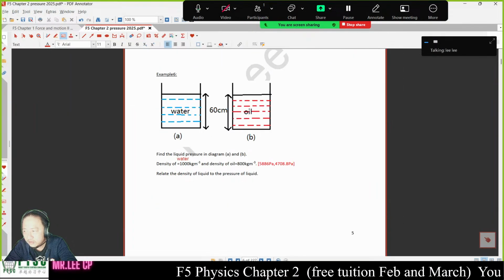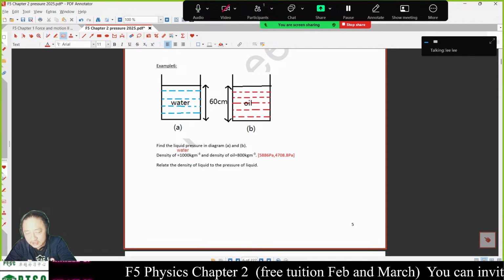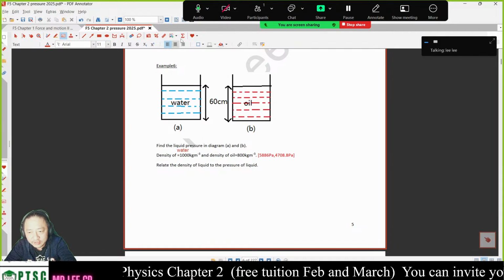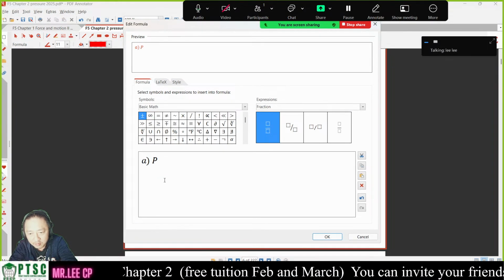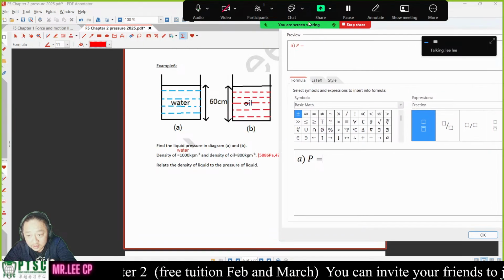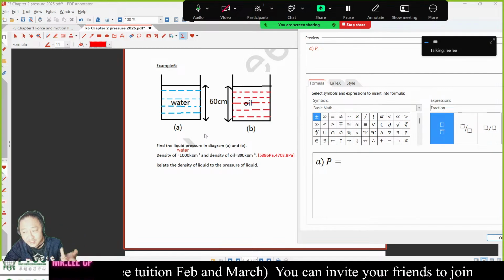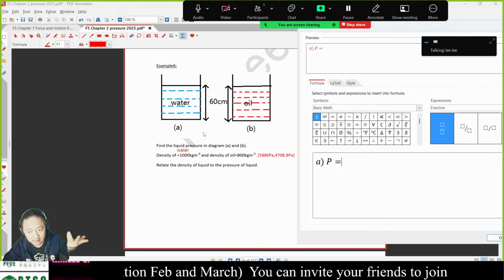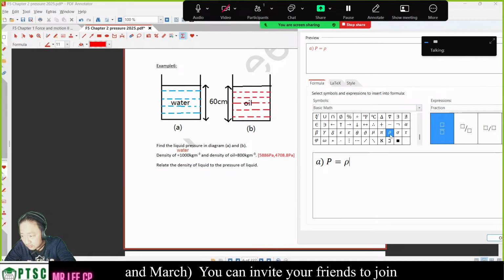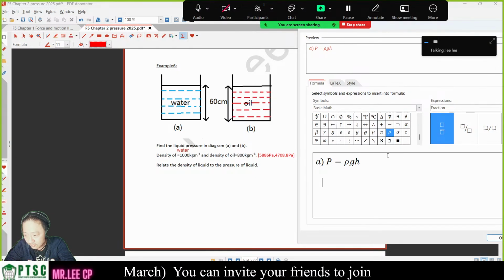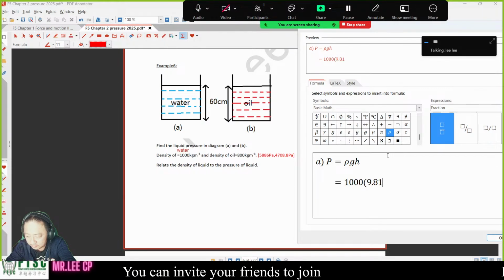Okay, density of water is 1000. Density of the oil is this. So what we have is water pressure A. Pressure is equal to, they gave you the density, and they want it in Pascal. So you are going to use rho gh: rho density 1000, g 9.81, h 60.